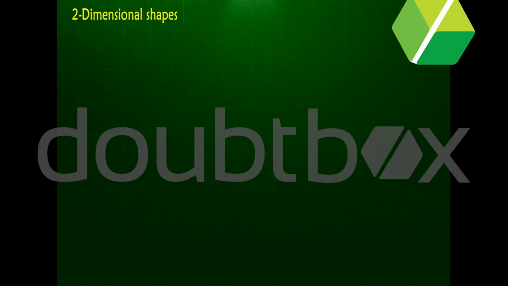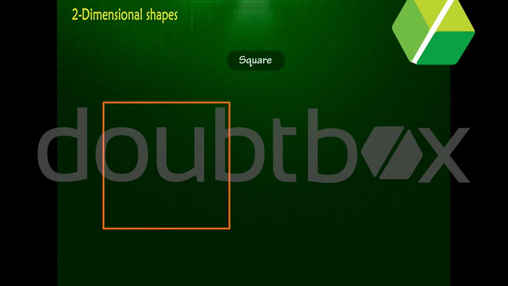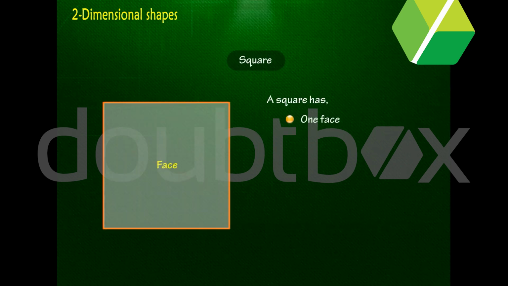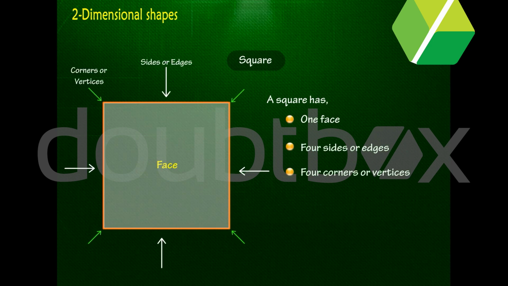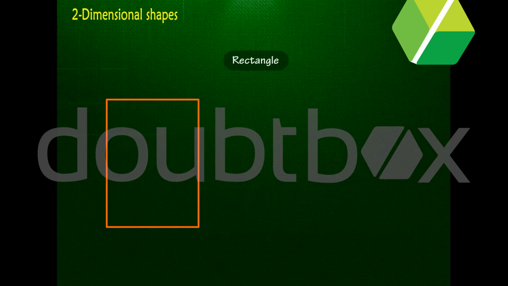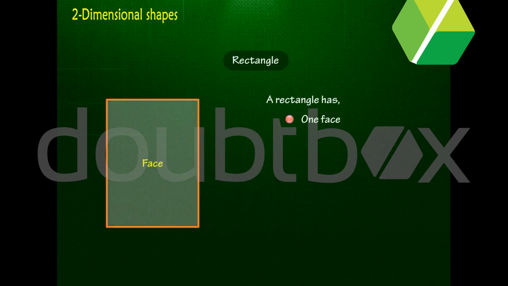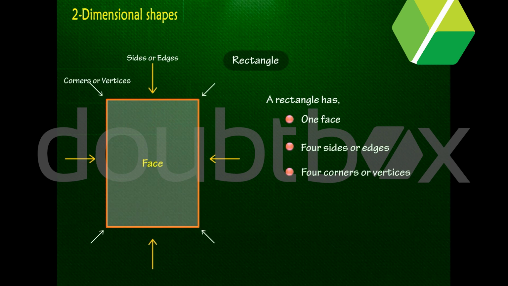Two-dimensional shapes. Let us study the two-dimensional shapes. Square. A square has one face, 4 sides or edges, 4 corners or vertices. All its sides are equal. Rectangle. A rectangle has one face, 4 sides or edges, 4 corners or vertices. Its opposite sides are equal.